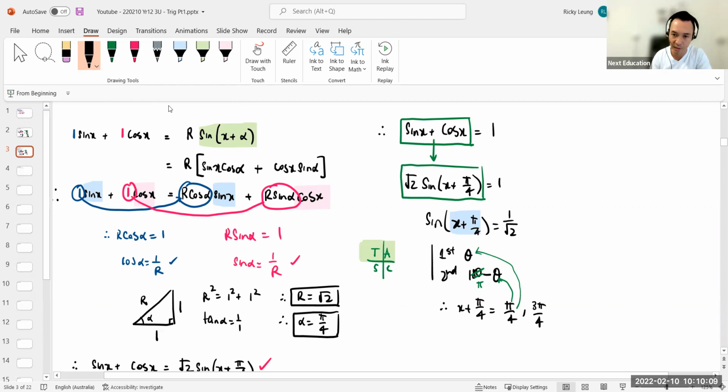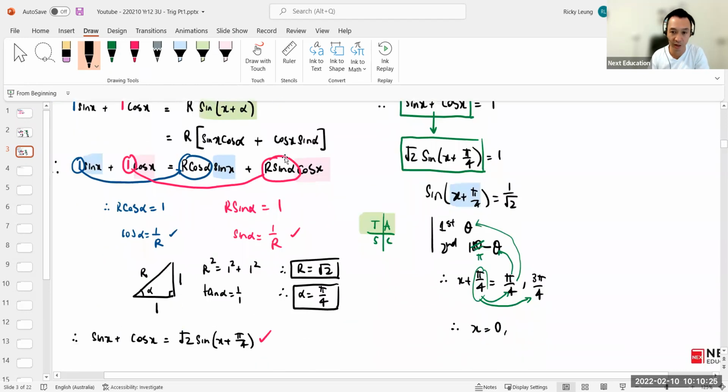What do I need to do? I need to make x the subject. So I would minus that over to both of those. Therefore, pi on 4 minus pi on 4 is 0. And just remember, whenever it's 0, my domain is between 0 and 2 pi inclusive, so if my answer is 0, it also needs to be 2 pi as well automatically. And then 3 pi on 4 minus pi on 4 would be pi on 2.